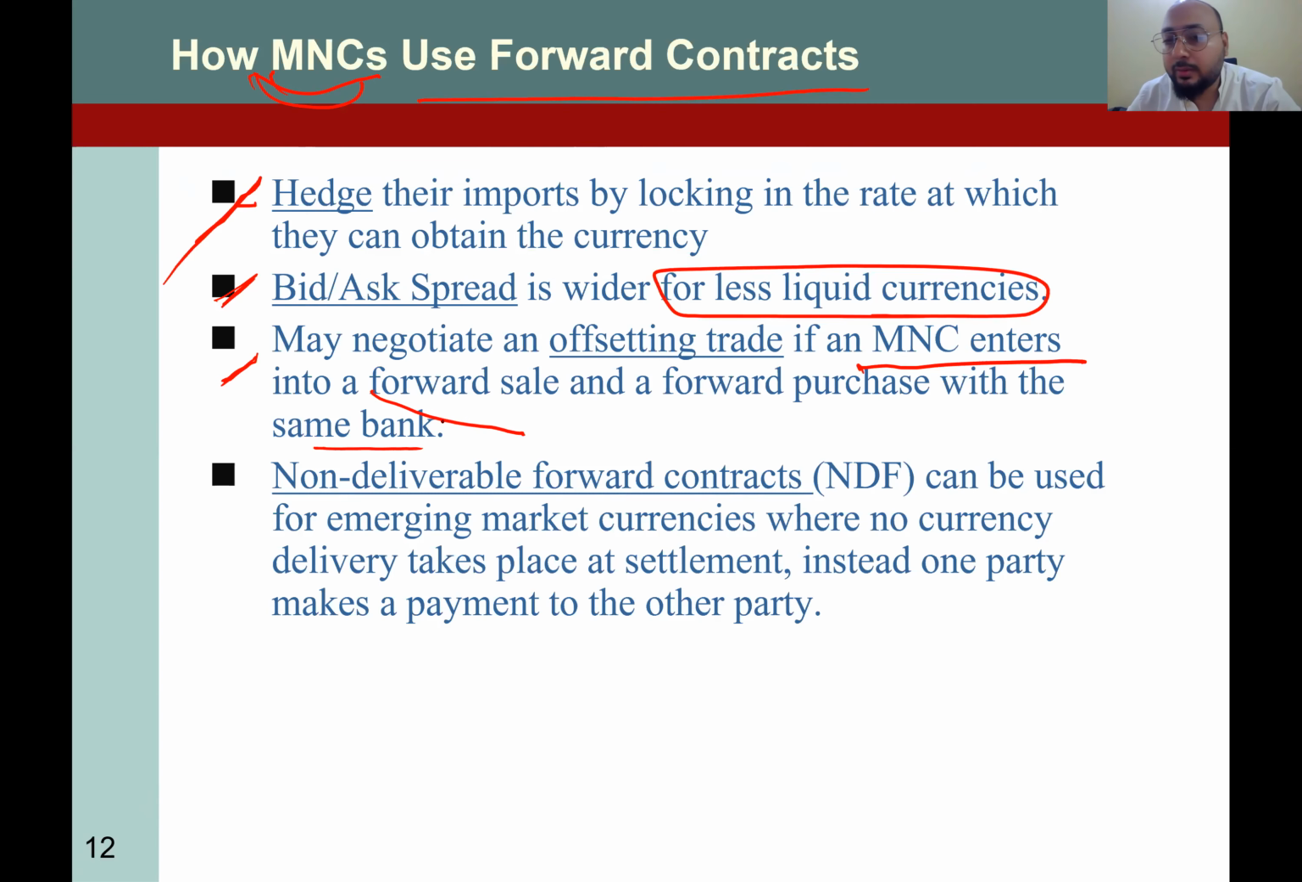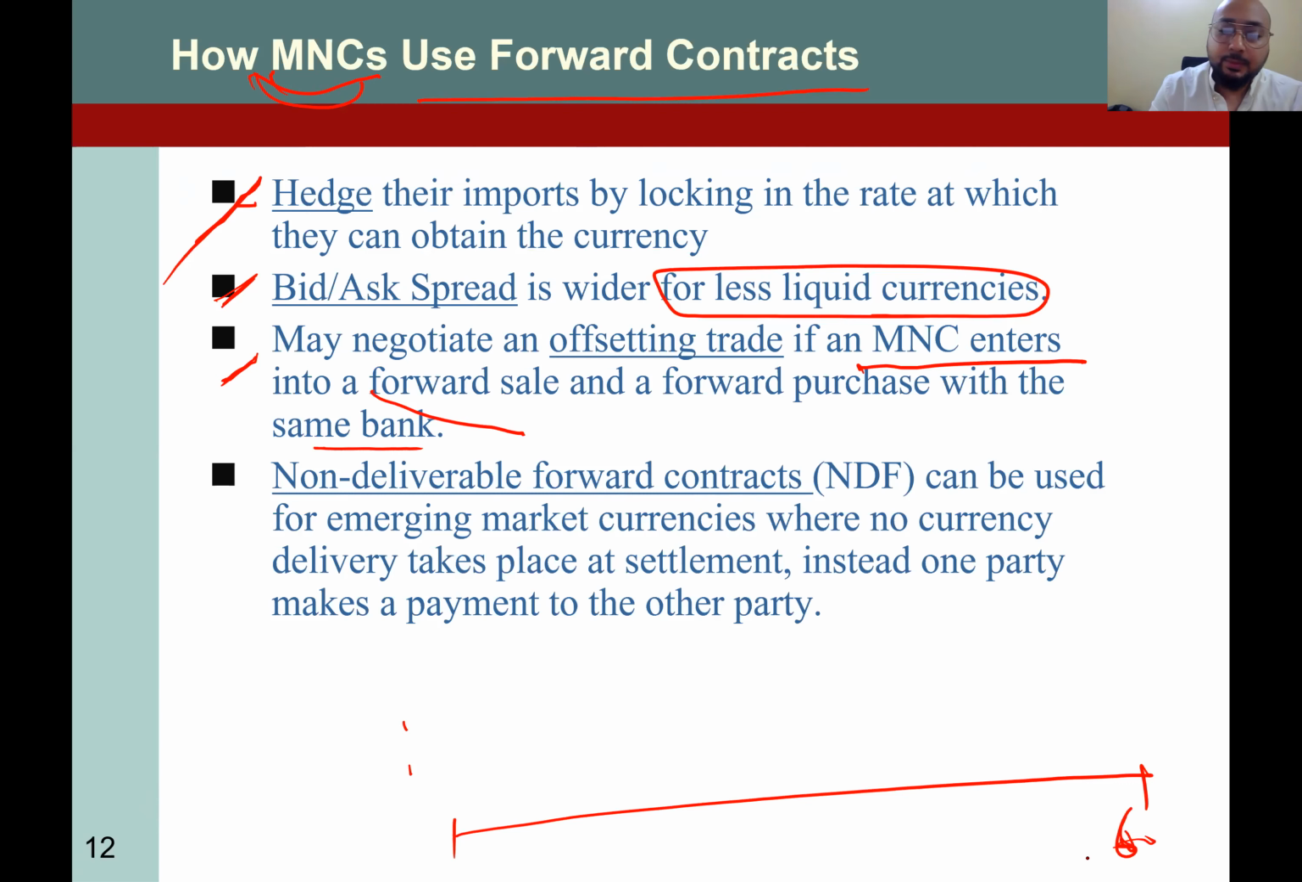You enter into a contract to buy Mexican peso, for example. This is a timeline for 60 days. When you are here, you enter into a contract to buy Mexican peso. He said after 60 days, I would be buying 1 million Mexican peso, right?